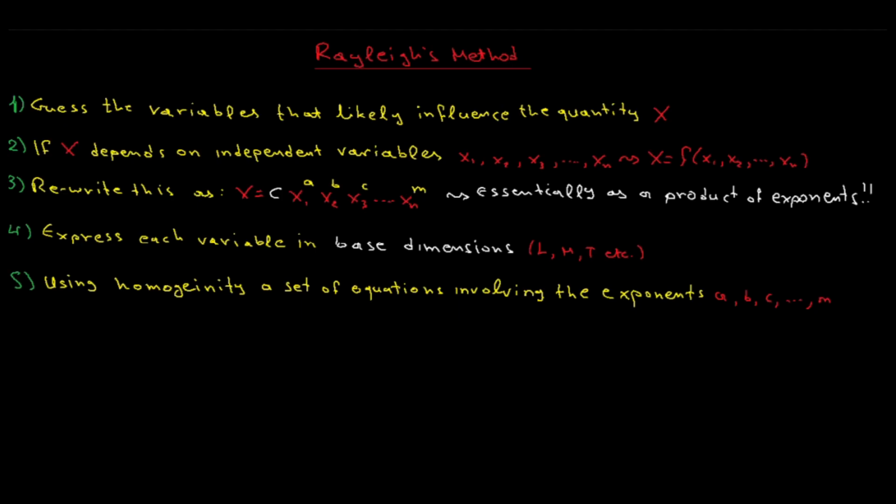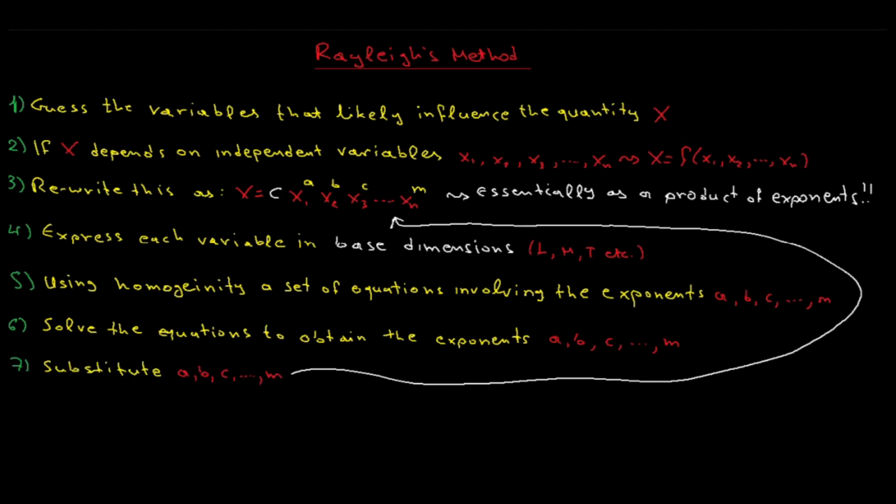Now, using the principle of dimensional homogeneity, we can construct a set of equations for our exponents. We solve the resulting equations using basic algebra, and finally we substitute the exponents back to the equation from step 3.